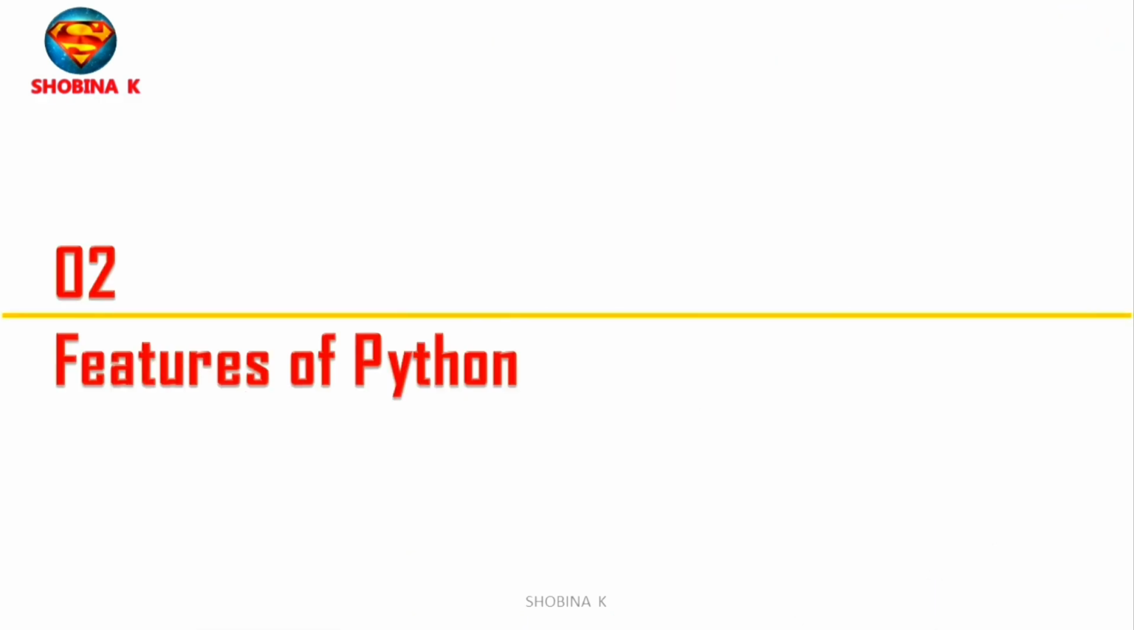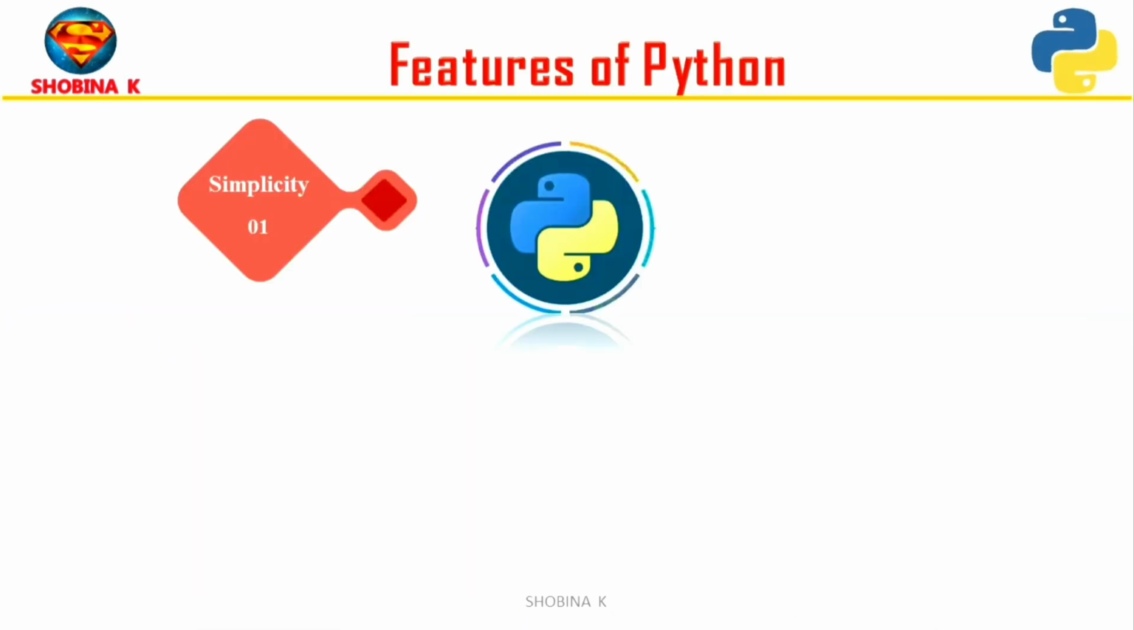Now let's see the features of Python. Simplicity is the most well-known feature of Python. It is simple because it thinks more for your solution rather than syntax. And the next feature is open source, which means it is free for anybody to use. Modifications to Python are also allowed without any problems.